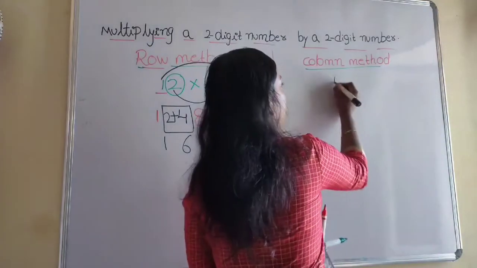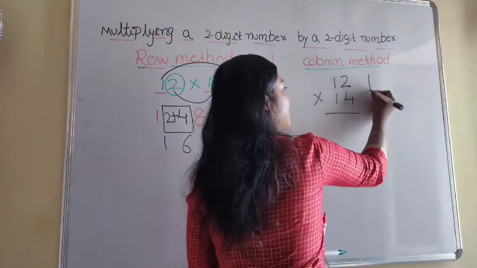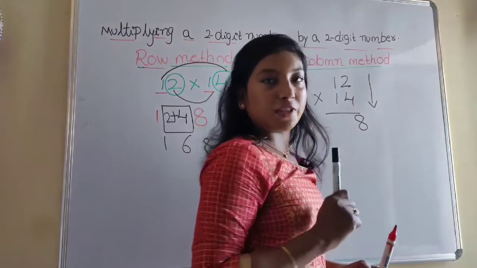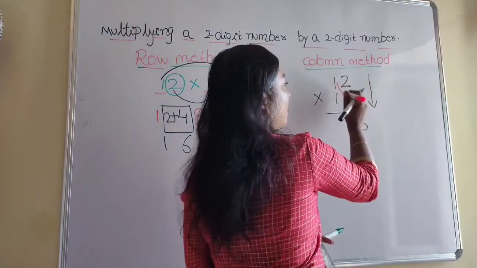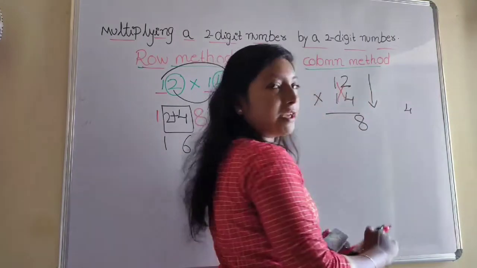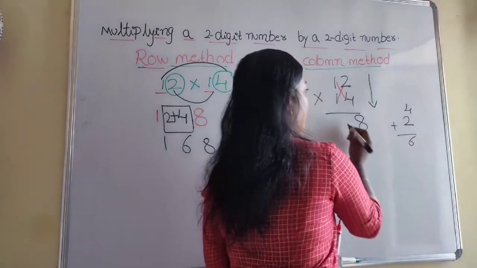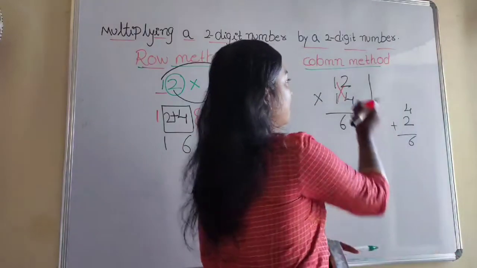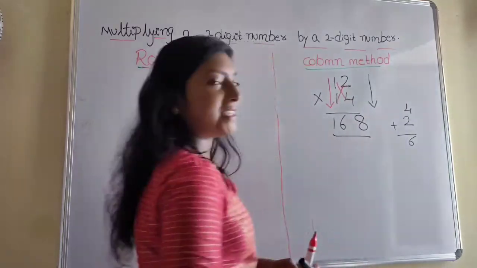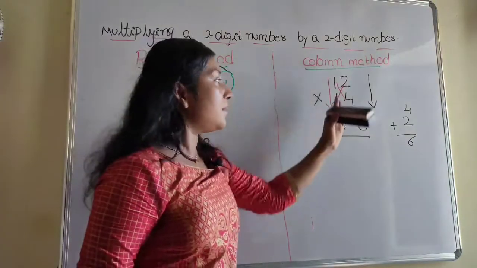The question is 12 into 14. As we have already said, take this arrow mark: 2 into 4 gives 8. Next, do the cross multiplication. 1 into 4 gives 4 and 1 into 2 gives 2. Then if we add these two numbers, we get 6. So write 6 here. And next, follow this arrow mark. 1 into 1 gives 1. 168. See, in the row method the answer is 168 and in the column method also 168.